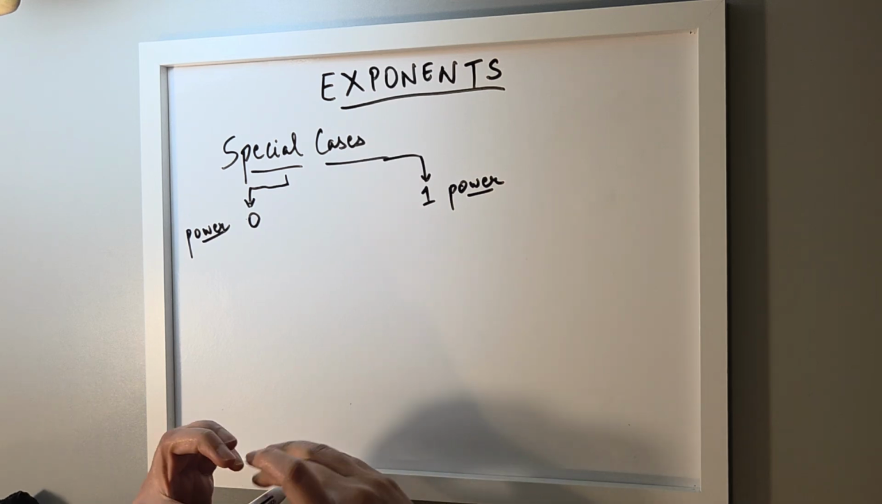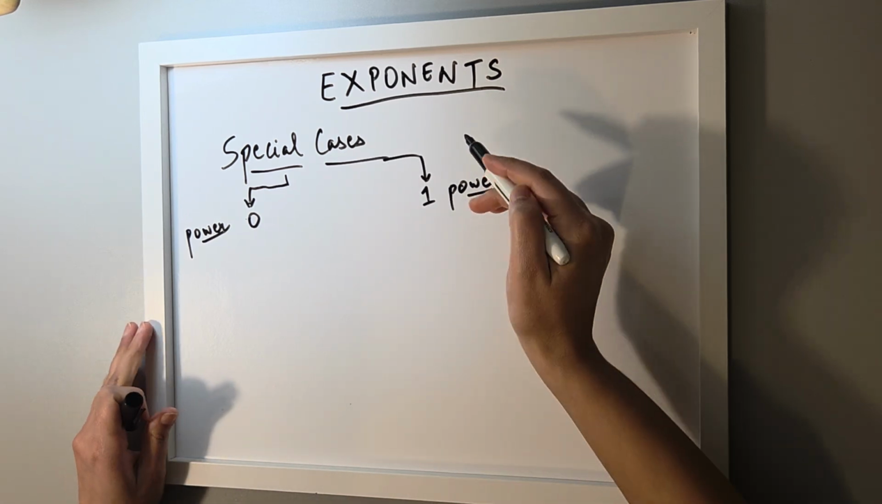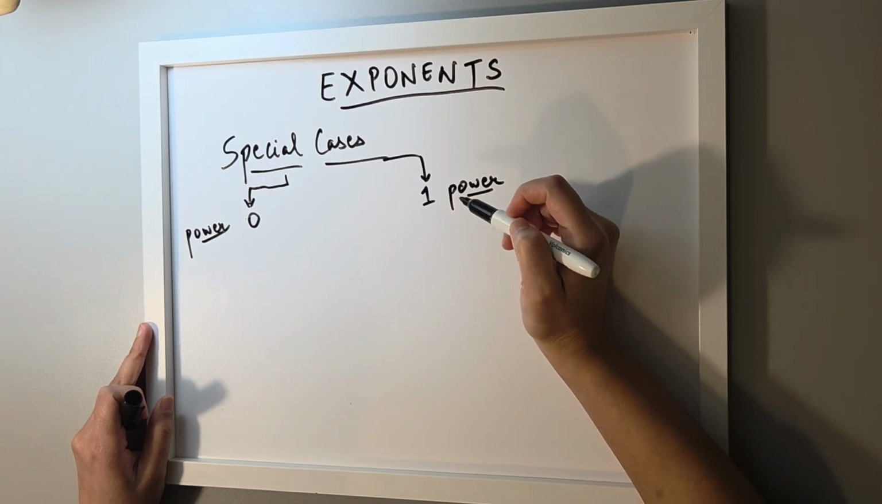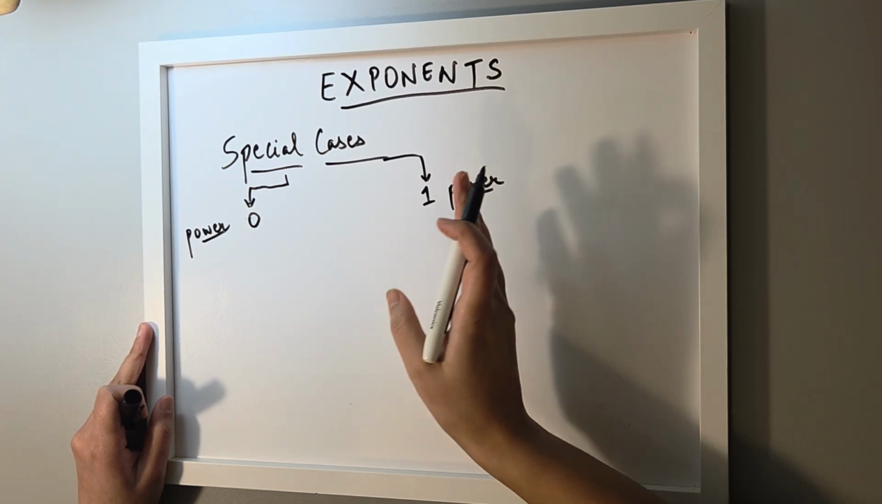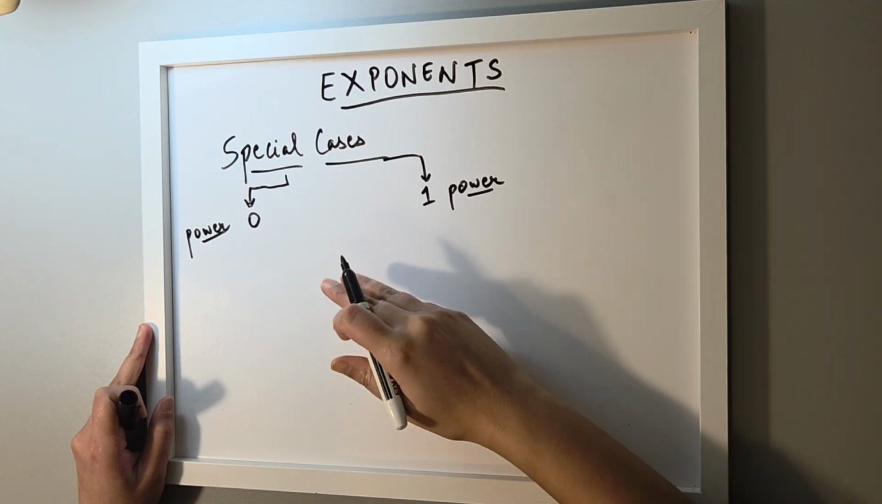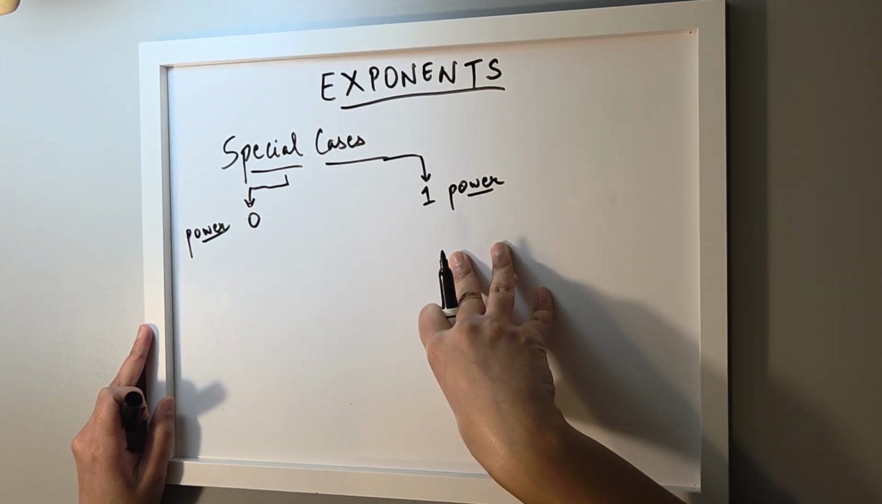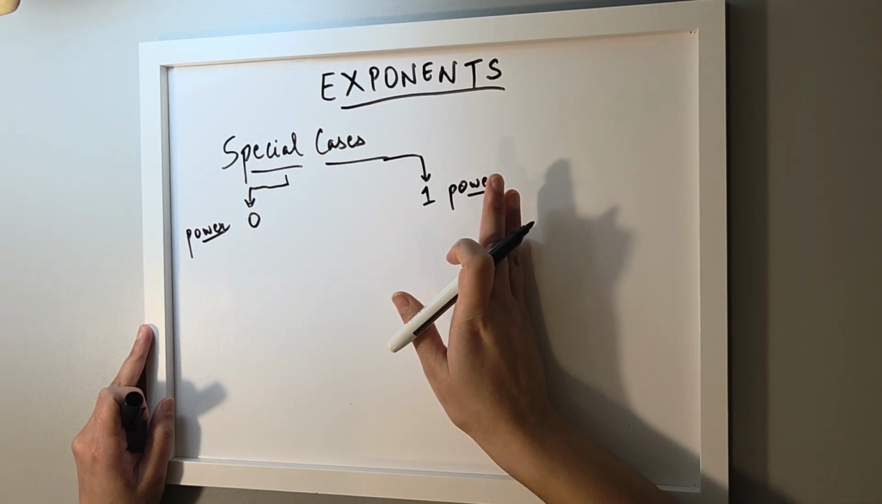Hi everyone. Today we are continuing to learn exponents. So we learned about bases, powers, expanded and standard forms for different types of exponents. So today we are learning a few special cases in terms of exponents. So there are two main categories.